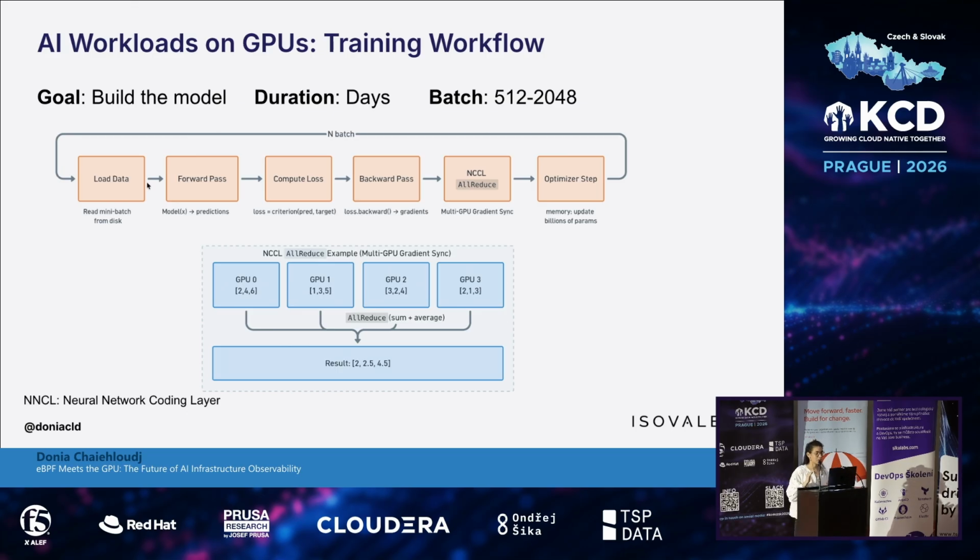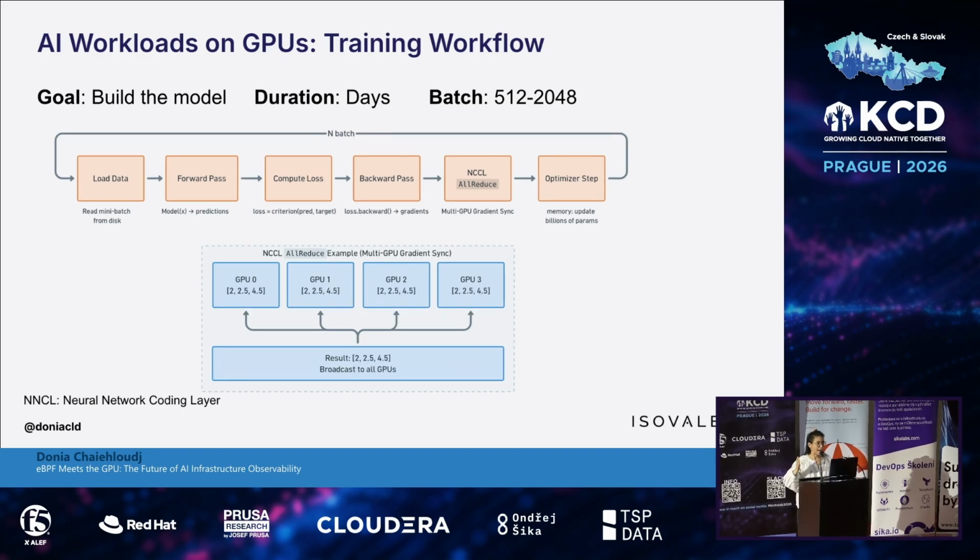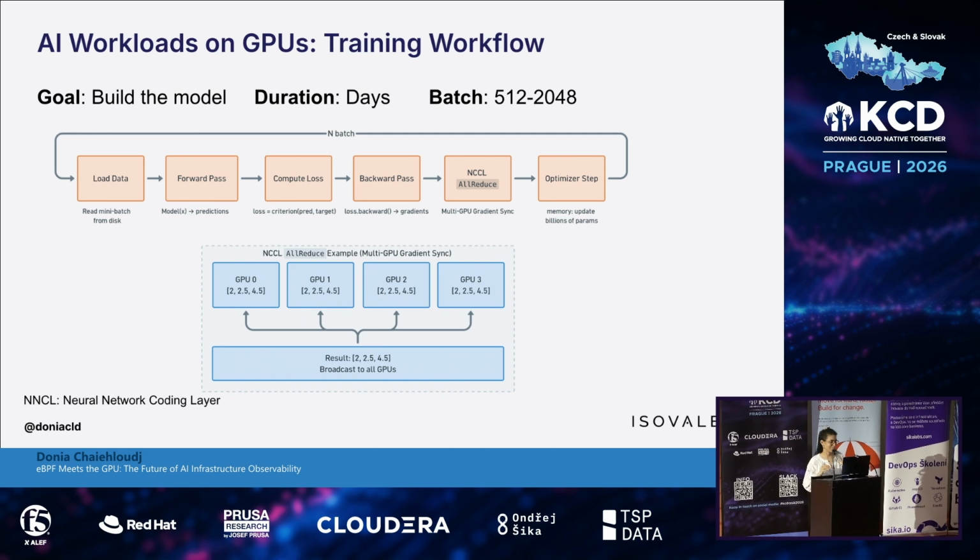Not finally, sorry, but we have an SSL step, which is all reduce. Basically, if you have different GPUs, it's going to synchronize the different gradients. So at the end, you have the same answer between the different GPUs. All agreed that it's a dog or it's a cat. And that's what's happening here with numbers.